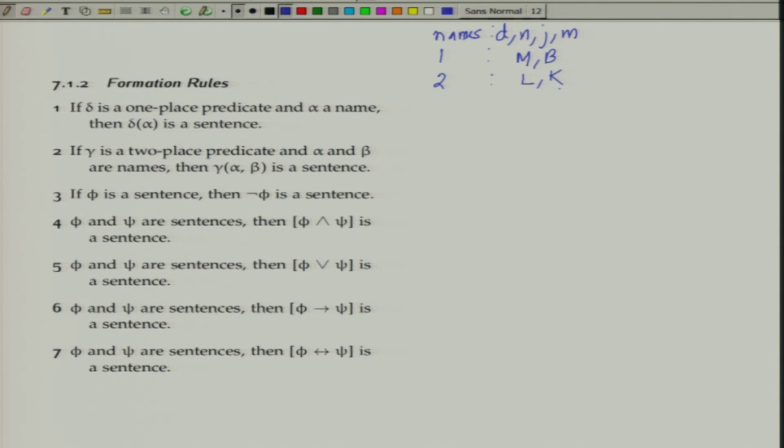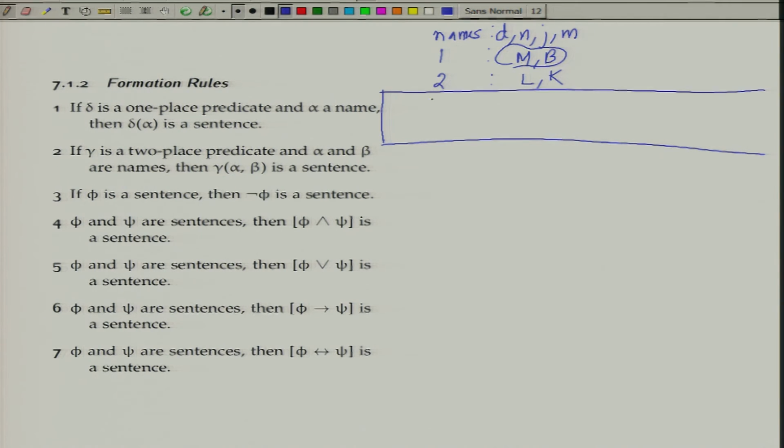Now, the first rule says if delta is a 1 place predicate, so delta must be choosing something from here, and alpha a name, then delta alpha is a sentence. So by following this rule, we can take M, which is a 1 place predicate, and a name, so we can have MD. So MD is a sentence, or if we keep taking M, MN is a sentence, MJ is a sentence, or MM is a sentence.